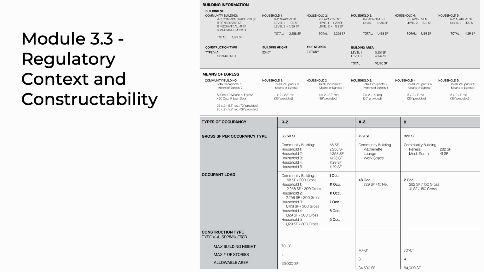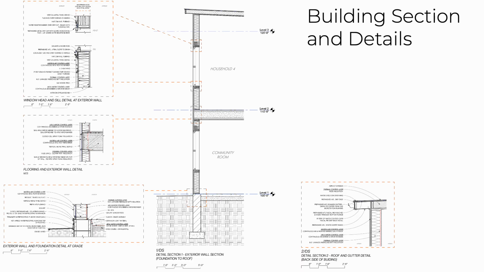This matrix looks at all of the important building information, including construction type, the square footage of each of the units and spaces, the means of egress, width, and the occupant load and other important information. This wall section looks at all of the components, including floors, foundation, exterior walls, and roof. Each specific part plays a crucial role in the building structure.